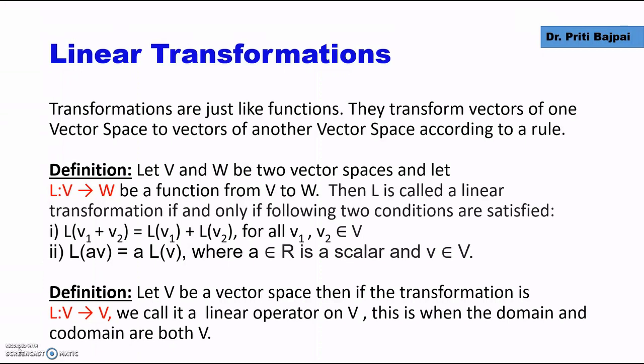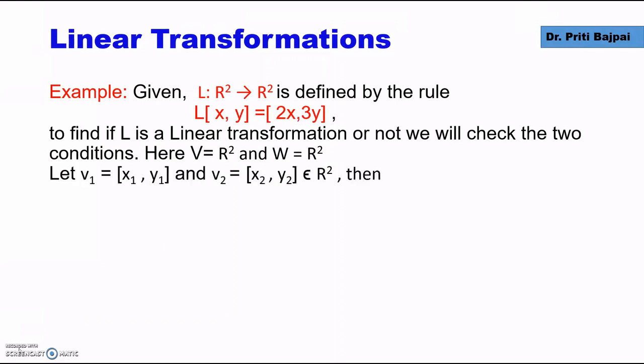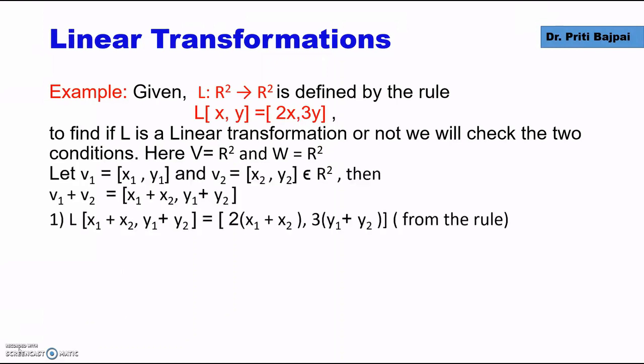Whenever our mapping is from V to V, that is, the domain and the codomain are the same, we say that this linear transformation is a linear operator. Now, let's take one example to explain this.